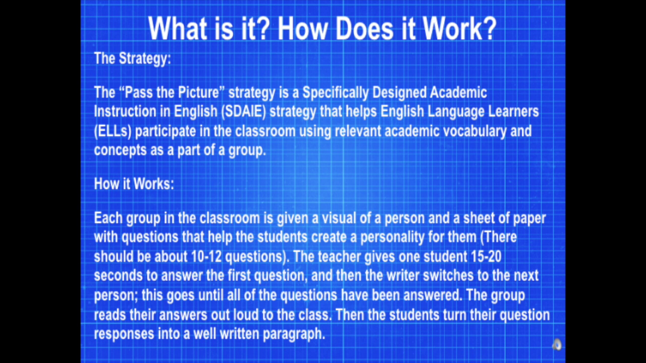The Pass the Picture SDAIE strategy is specifically designed to help English language learners participate in the classroom in order to use relevant academic vocabulary and concepts as part of a group to scaffold their learning. The way it works is that each group in the class is given a visual of a person and a sheet of paper with questions to help them create a personality or story later. The first student answers one question, and then using a timer, it goes from student to student to student, everyone answering a question. And at the end, there's a writing activity that puts it all together.